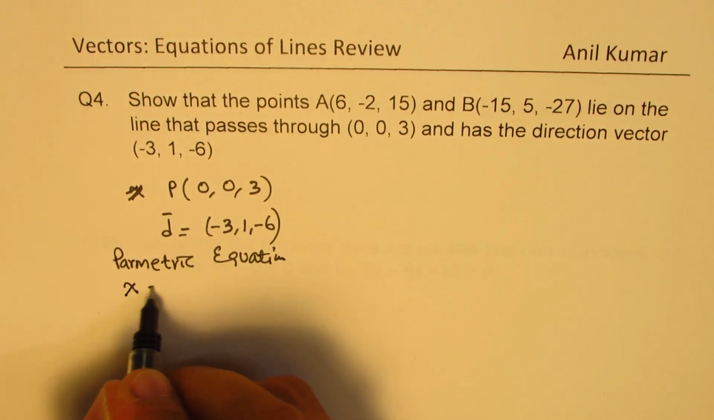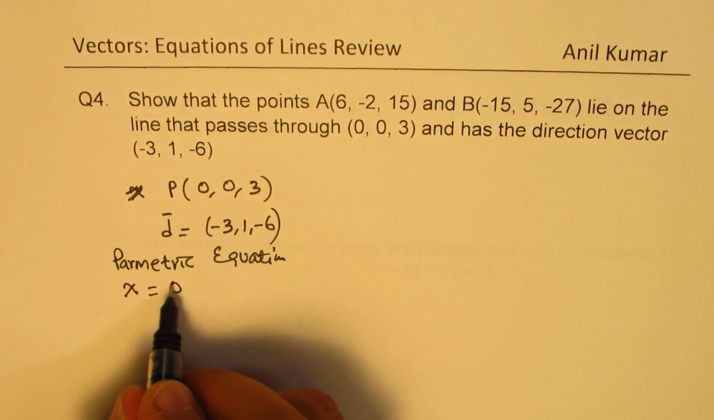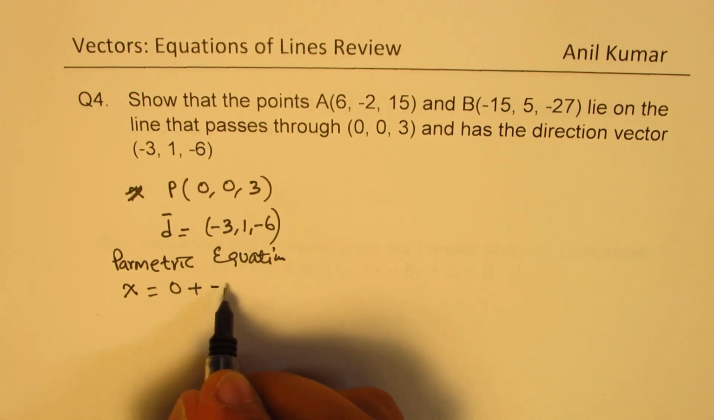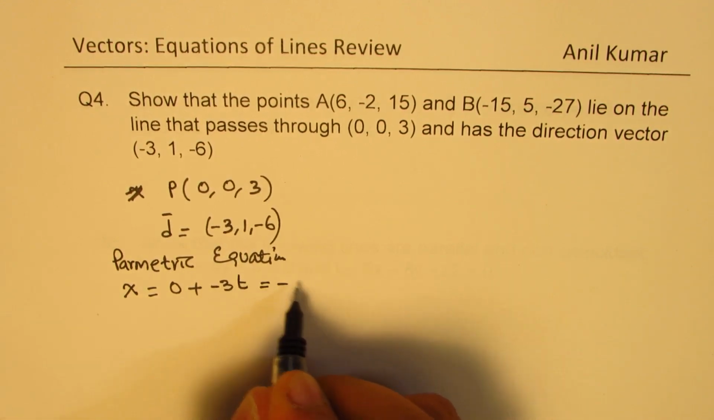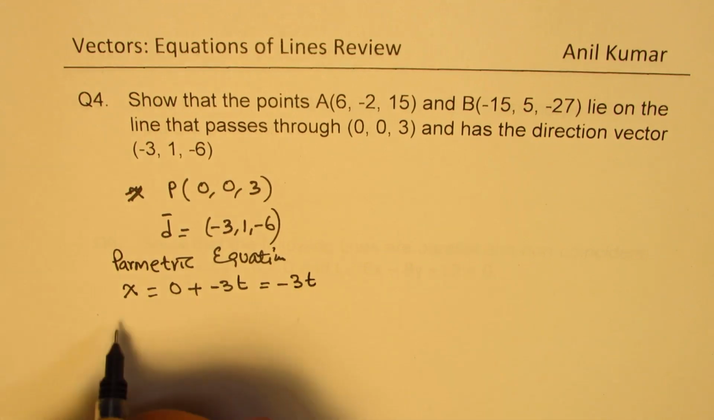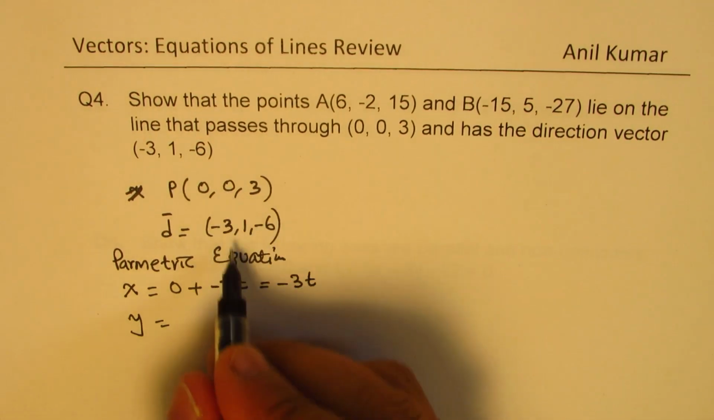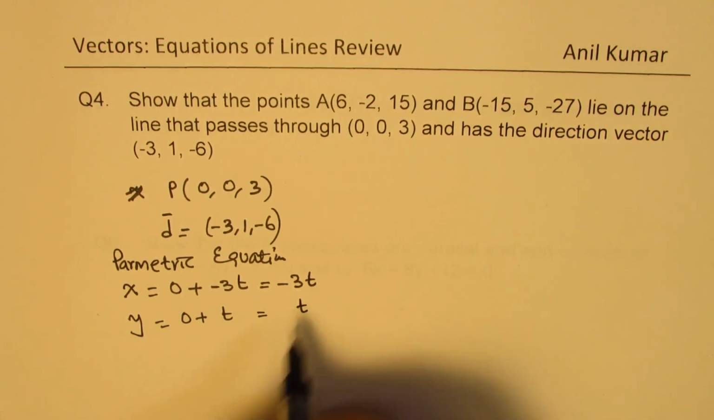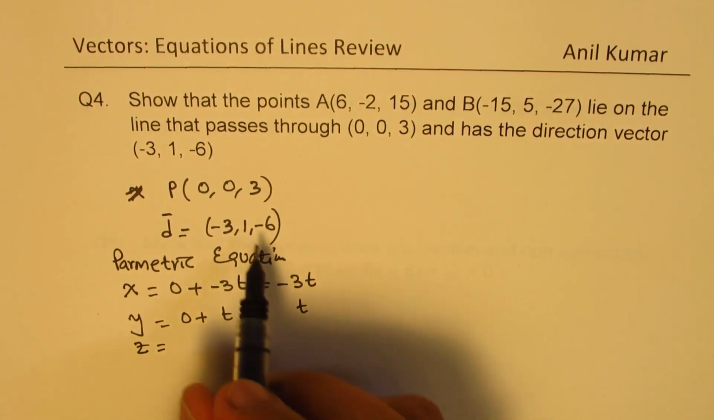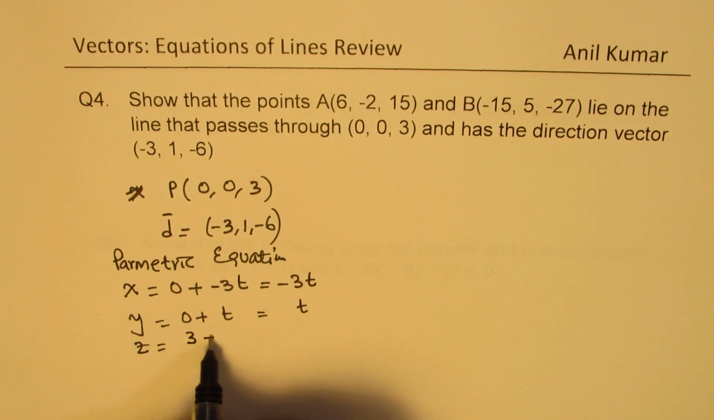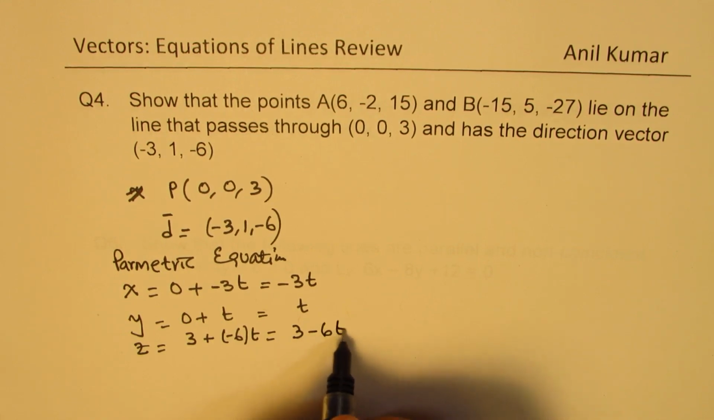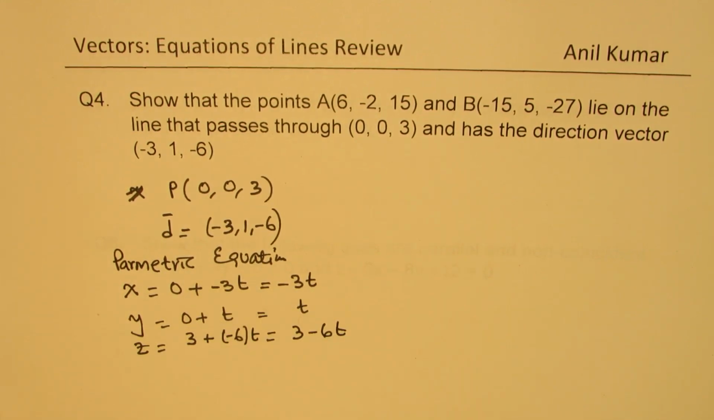So the x value will be equal to 0 plus minus 3t, right? Which is minus 3t. The y value will be 0 plus 1t, which is just t. And the z value will be 3 plus minus 6t, which I'll write as 3 minus 6t. Correct? So that could be your parametric equations.